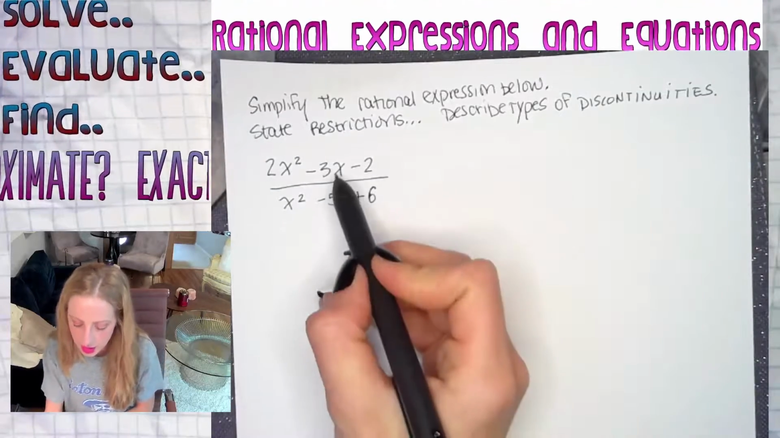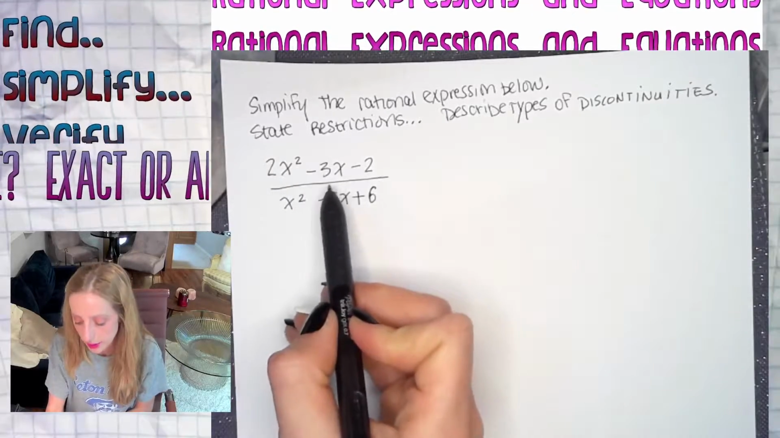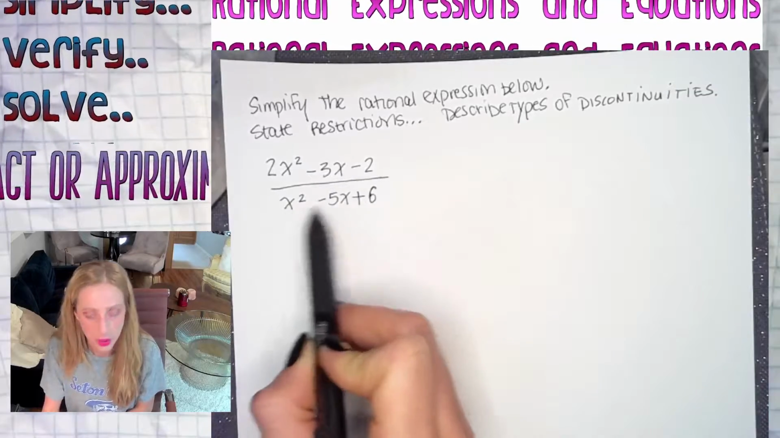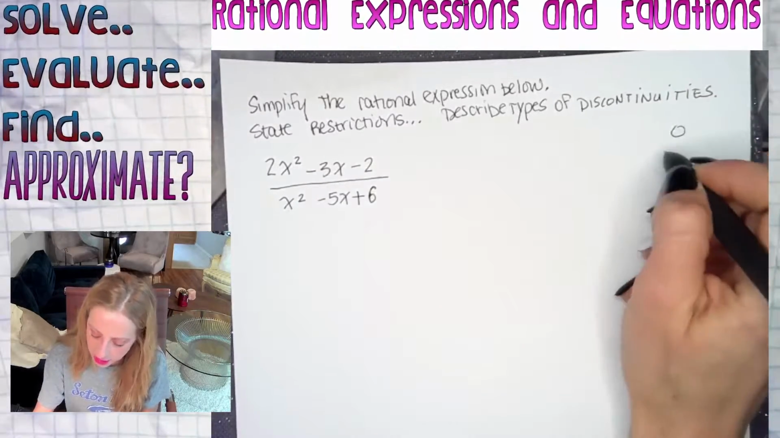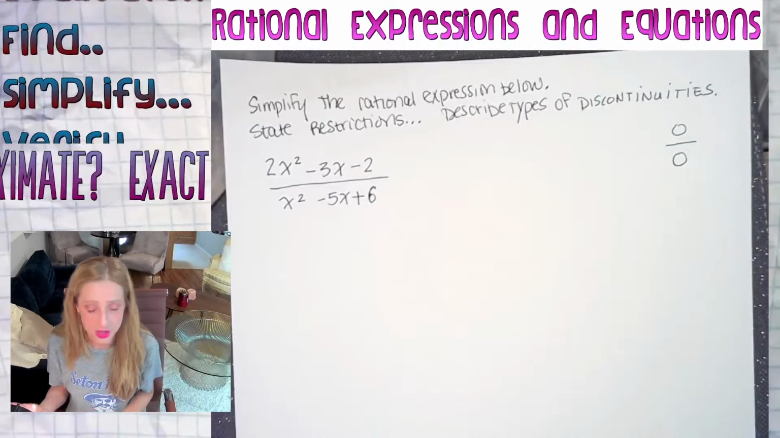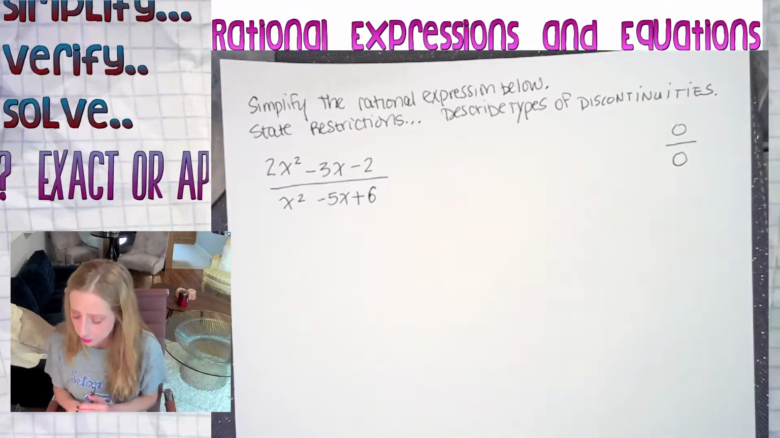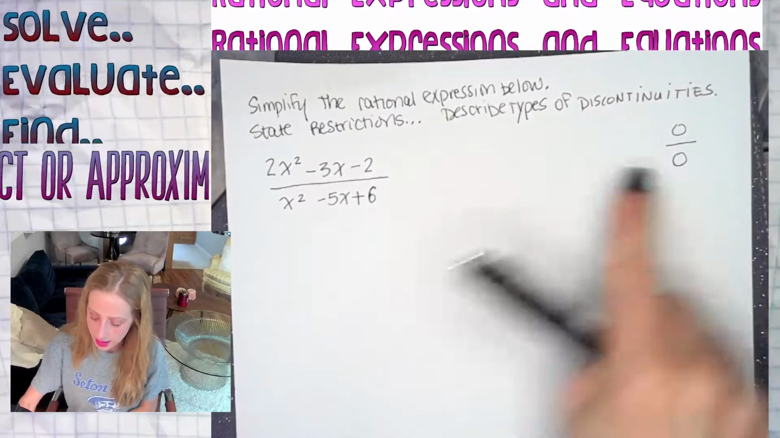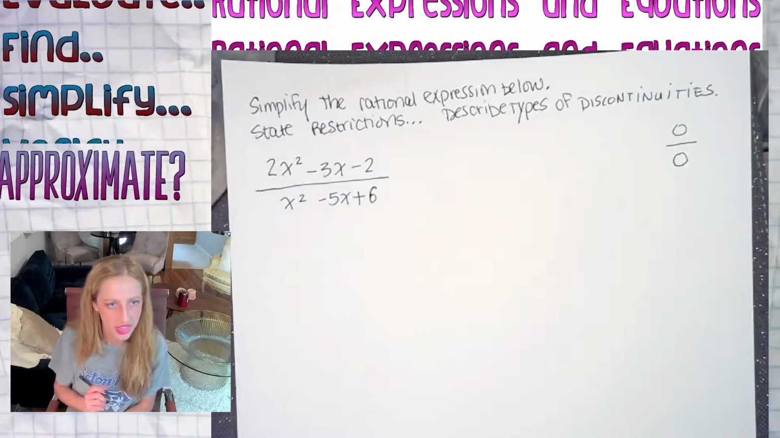Hello, everybody. Here we have a rational expression, 2x squared minus 3x minus 2 divided by x squared minus 5x plus 6. Don't forget that a fraction is really the same as a division symbol. A division symbol is sort of a fill-in-the-blank fraction if you make it big and cartoony like that. So, something divided by something. A fraction bar and division symbol in the calculator are the same thing.